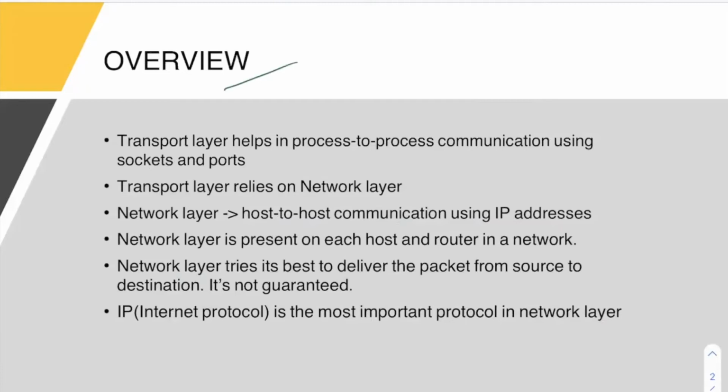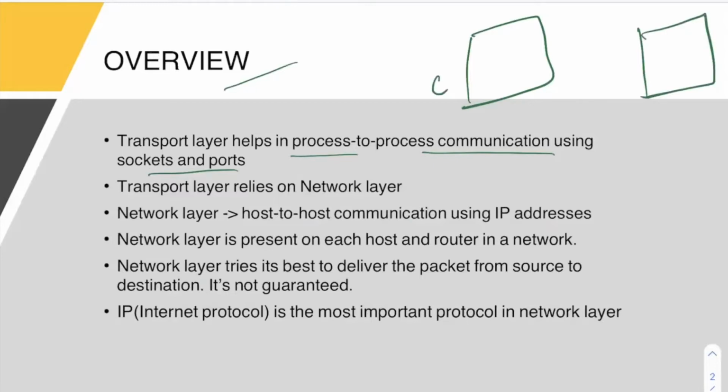Let's first look at an overview of networking layer. So we have seen that transport layer helps in the process to process communication using sockets and ports. We have seen that in previous videos. If you have a client and a server, and let's say you have process P1 running here on some port, maybe 1234, and you have another process here, let's call this P2, on the server, running on port number 80. Then transport layer can help in communication between these two processes.